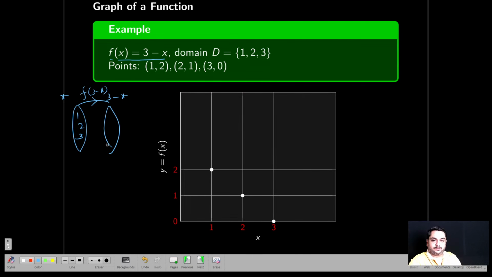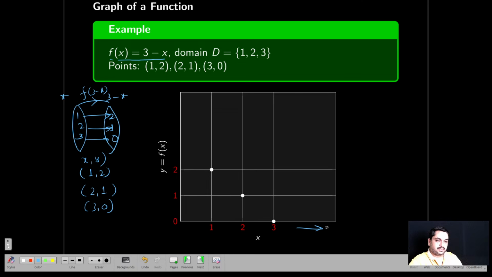So for simplicity, let us only take the range. When x is 1, what is the y value? 3 minus x, so it is 2. When x is 2, this is 1. When x is 3, it is 0. Okay, this is the range. Now how to plot this? They have already told you it's an ordered pair, that means x comma y. So 1 comma 2 mapping, then 2 comma 1, 3 comma 0.